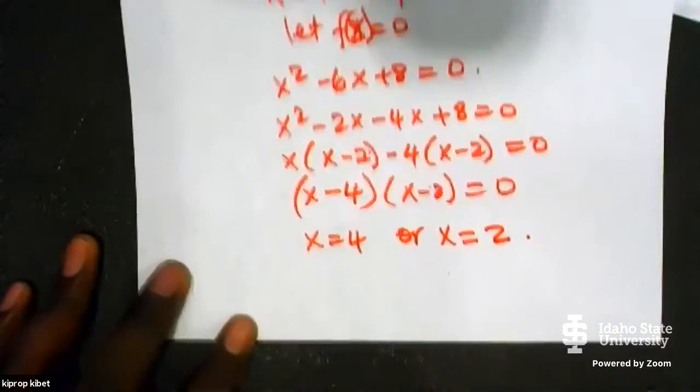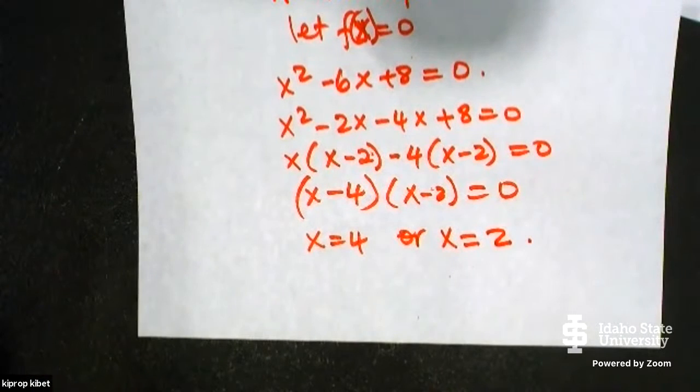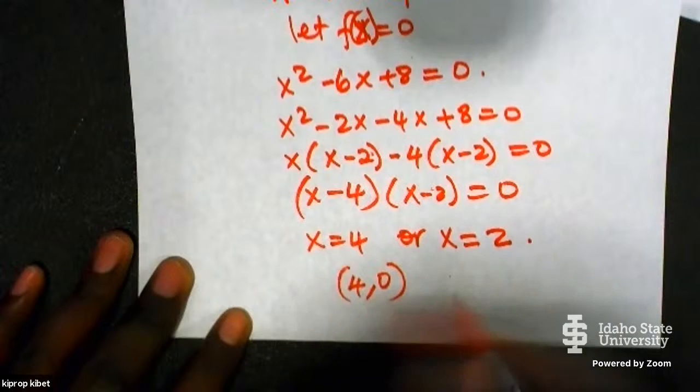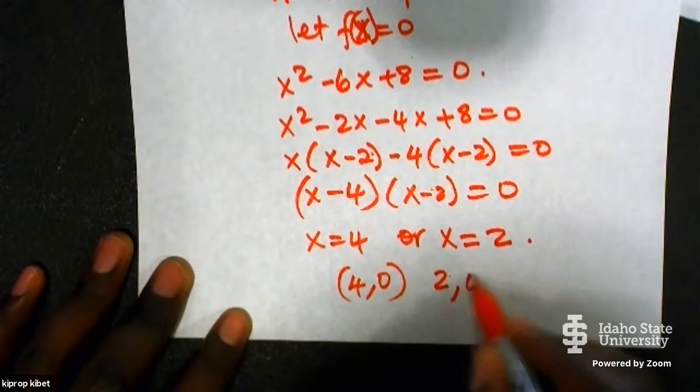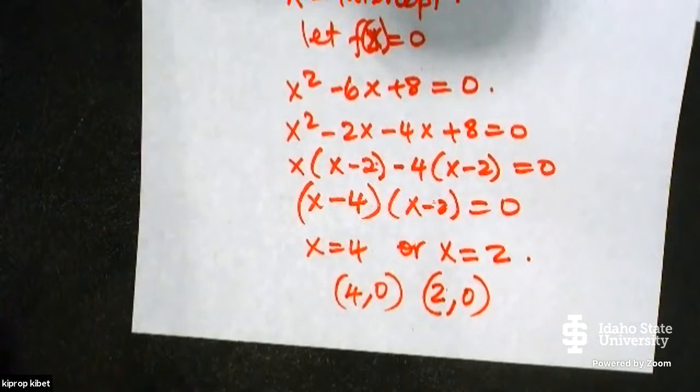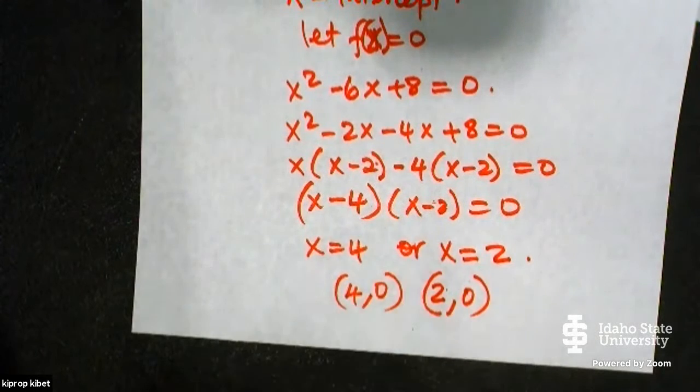So our x-intercepts will be 4, 0 and 2, 0. So we now have the properties for drawing the graph. We have the axis of symmetry, we have the vertex, and then we have the y and the x intercepts. Now we draw.